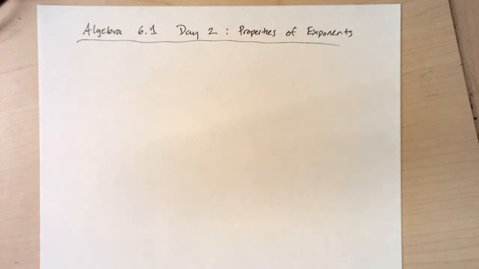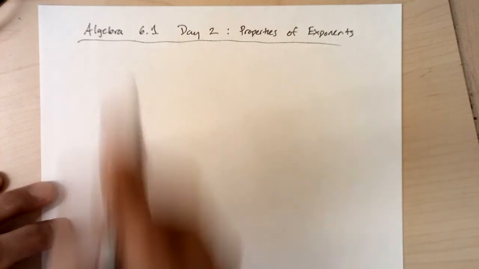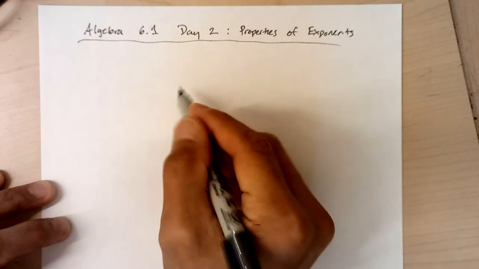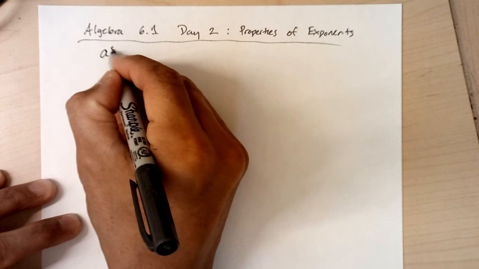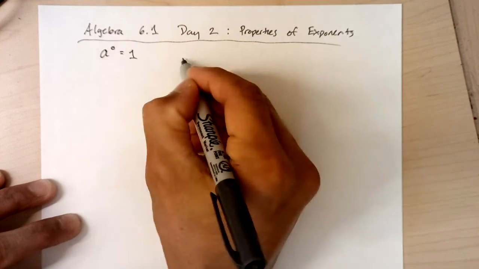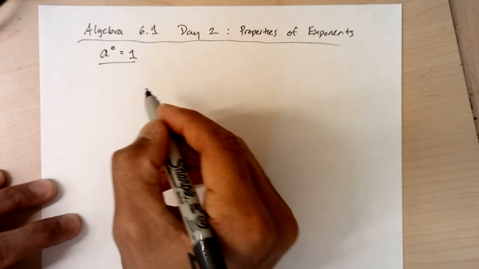Okay, we're continuing Algebra 6.1. We're on the second day, still talking about properties of exponents. Just a quick 1-minute review of two properties that we went over already. As long as a is not 0, anything to the 0 power is equal to 1. So that's something that you should know.